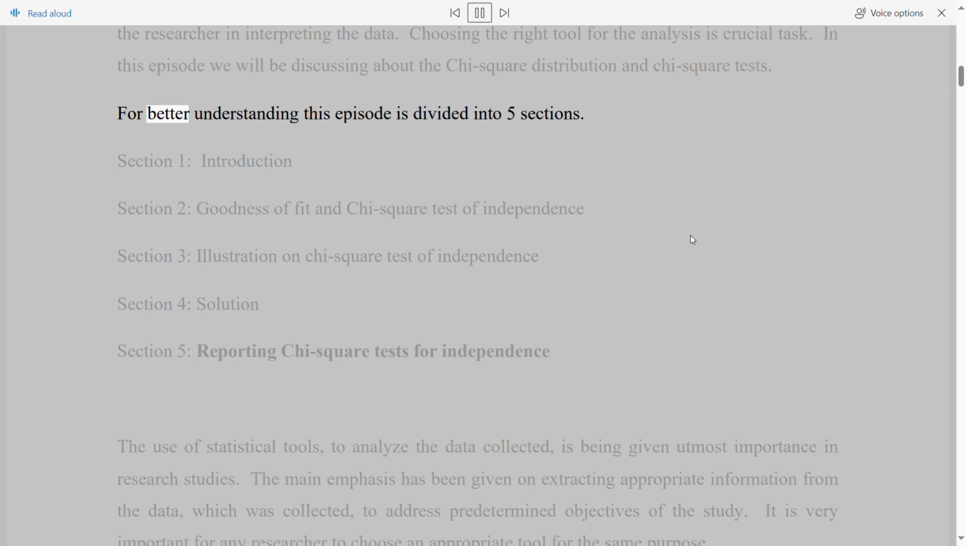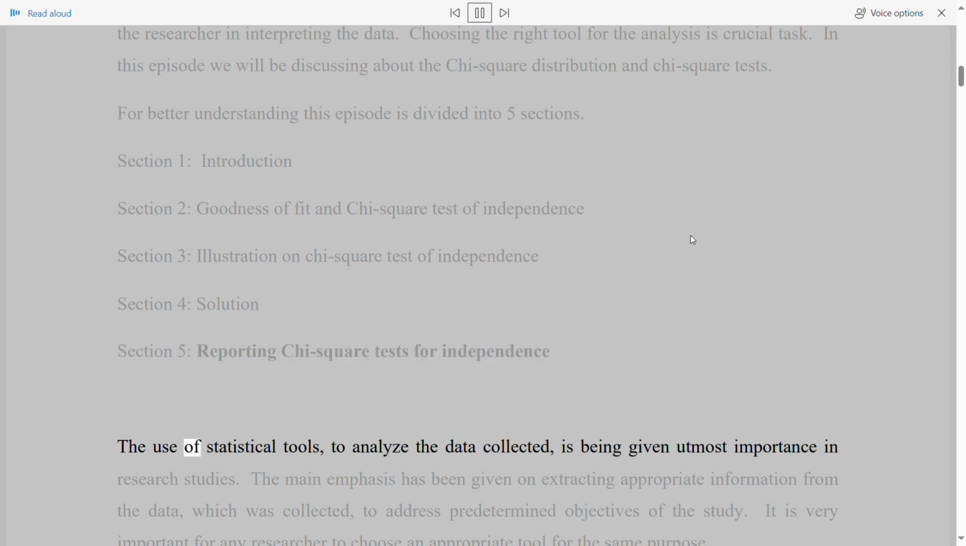For better understanding, this episode is divided into 5 sections. Section 1, Introduction. Section 2, Goodness of fit and Chi-Square test of independence. Section 3, Illustration on Chi-Square test of independence. Section 4, Solution. Section 5, Reporting Chi-Square tests for independence.